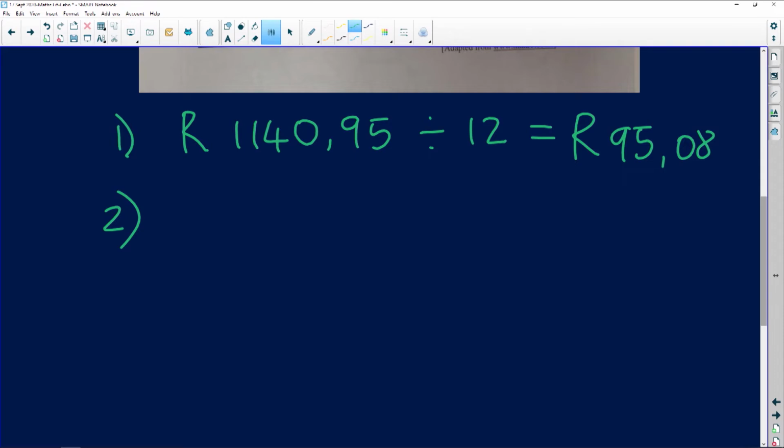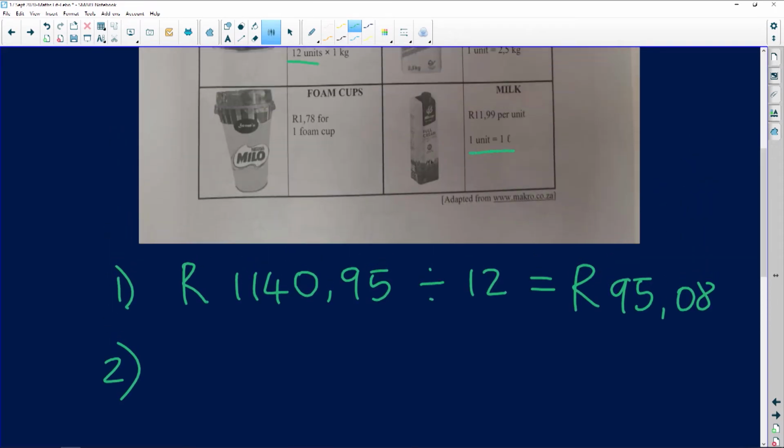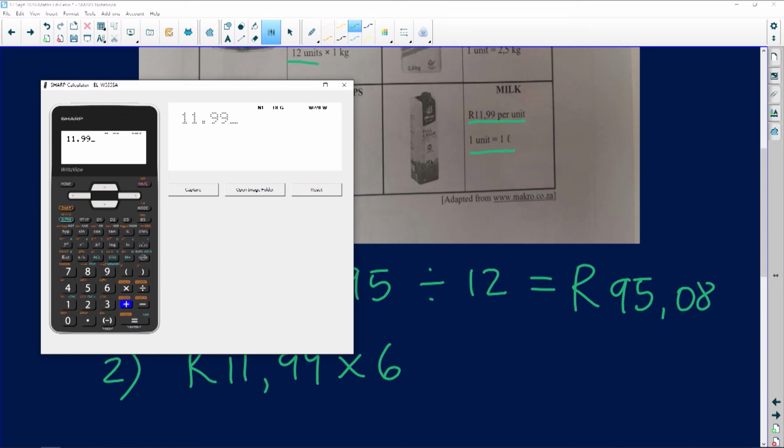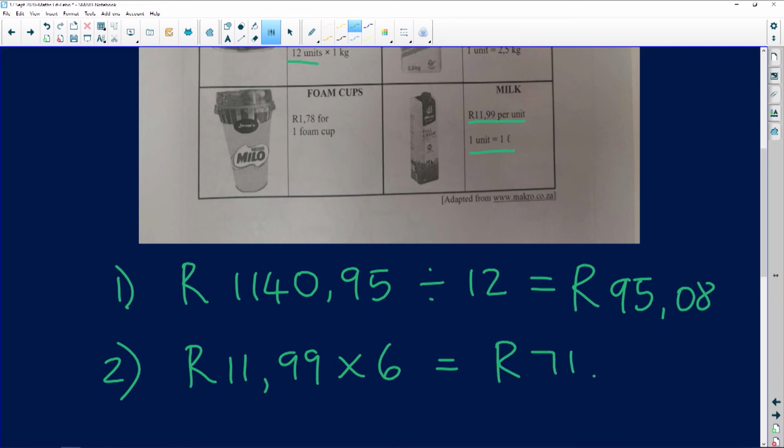The next question says to us, determine the total cost. Total cost is either you adding something or you multiplying something, but we all know that it's going to give you a bigger number from the smaller numbers. So it says determine the total cost of 6 liters of milk. So let's see what we've been given here. We've been given 1 liter of milk, and we want 6 liters. So we know we're going to multiply it by 6. So that's going to be 11.99 times 6. Then for 6 liters of milk, you'd pay 71 Rand and 94 cents.